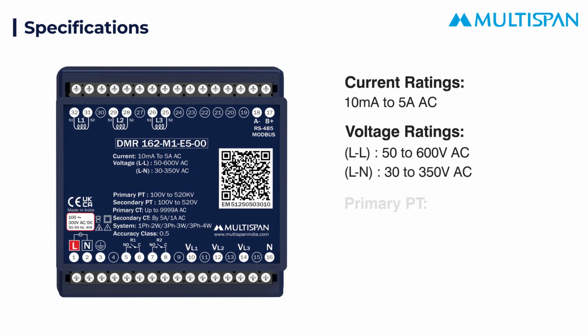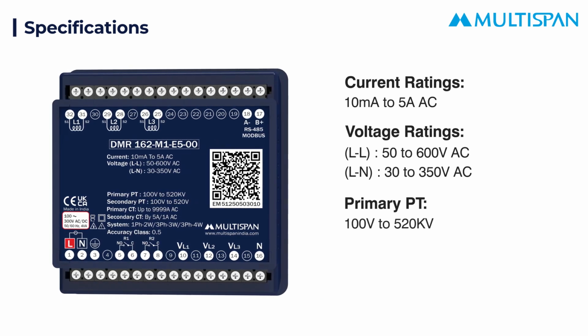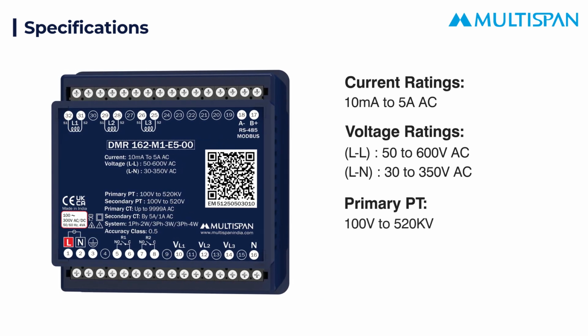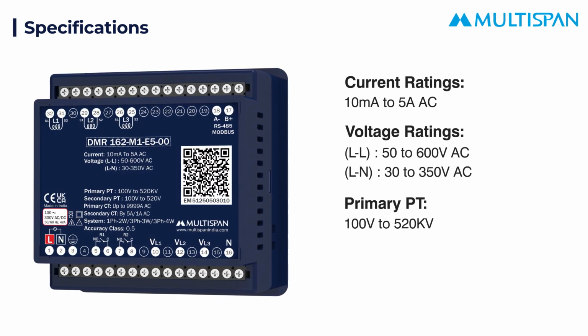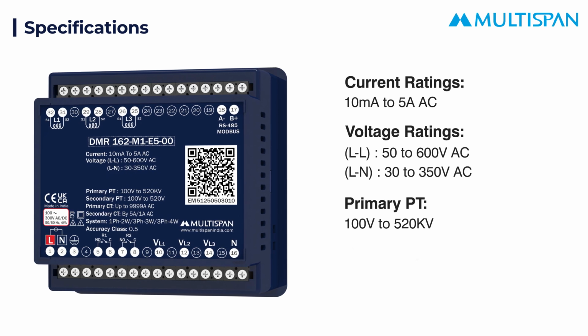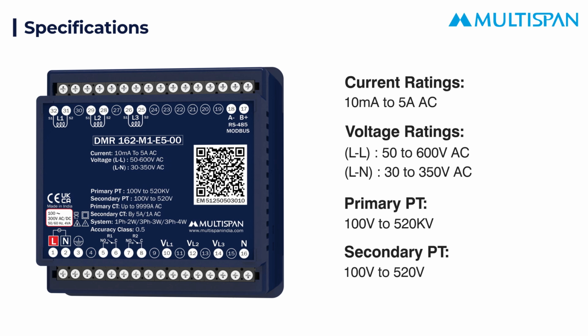volts AC. For the primary PT, you can set the ratio from 100 volts up to 520 kilovolts. This is highly useful for high-tension lines where 11 kV or 33 kV PTs are installed. The secondary PT range on our meter is from 100 volts to 520 volts.